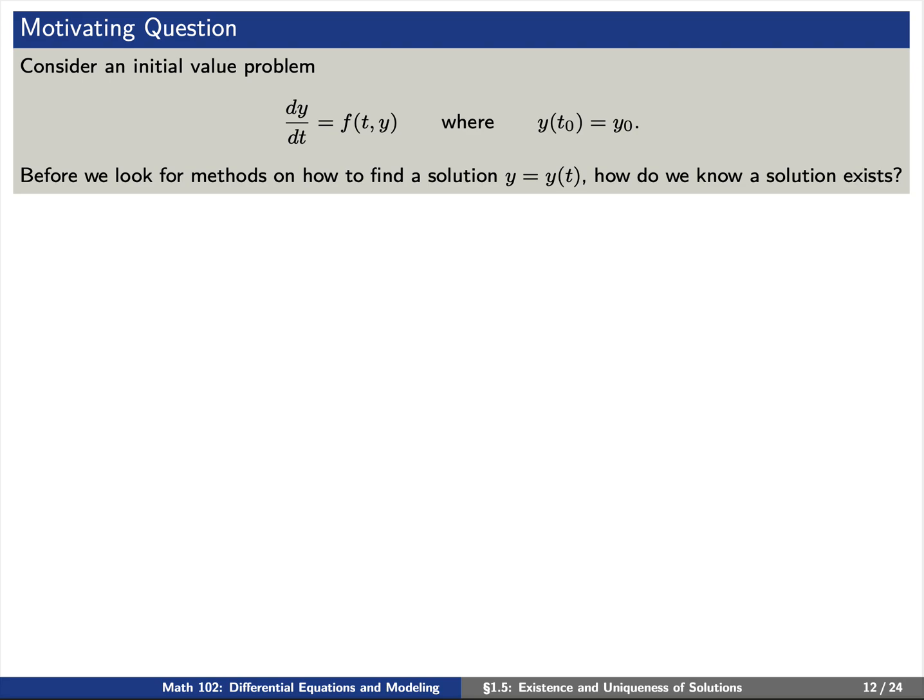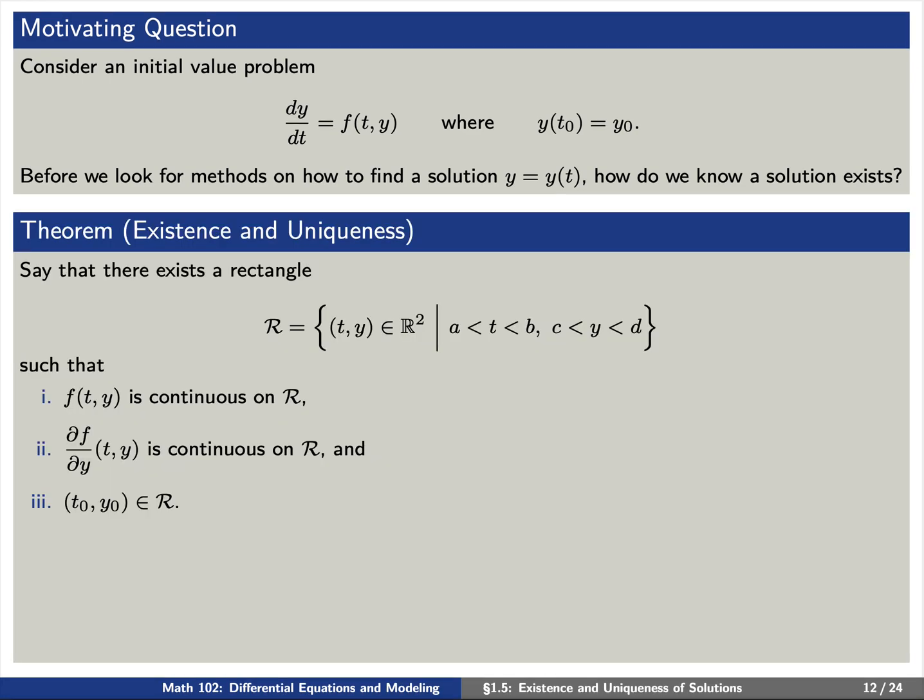a solution exists? Well, this is the content of the following theorem, simply known as the Existence and Uniqueness Theorem. Say that we have a rectangle, capital R, which is the set of points (t, y), where the time t is between two numbers a and b, and the value y is between two numbers c and d. Let's assume that we have three conditions.